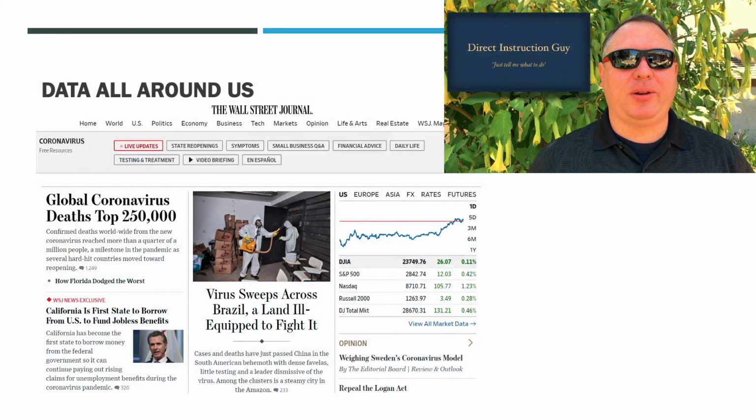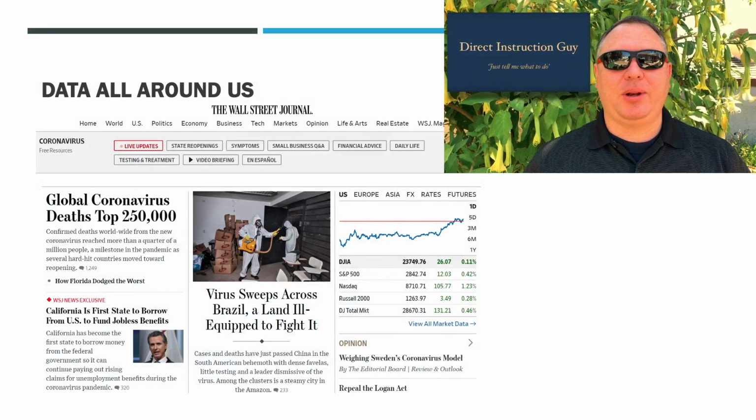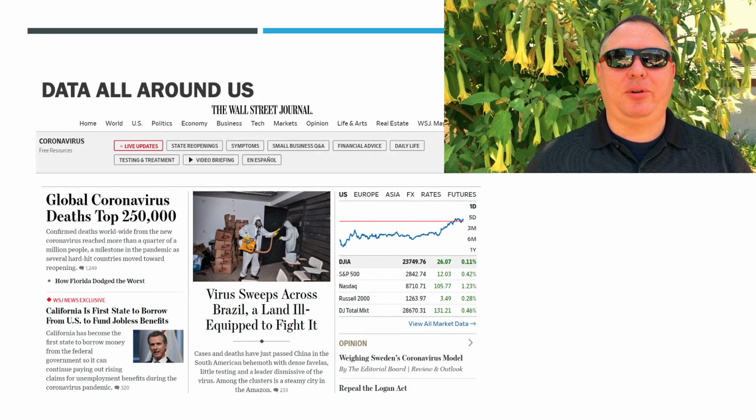Data is all around us. Here's the Wall Street Journal title page for May 4th, 2020. On the left, global coronavirus deaths top 250,000. On the right, we see how the stock market is doing with a time graph. And in the middle article, the coronavirus sweeps across Brazil.